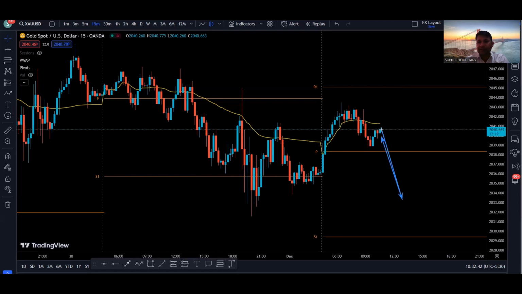the price to pull back to the VWAP, because by the time the price comes here, the VWAP will also come around this area. So I'll be waiting for the price to pull back to the VWAP, and then I'll be waiting for some kind of bearish candle closure, some rejections of the VWAP, to take a short in order to target this pivot line, which is support on the left hand side. So that is something I'm looking at on the gold.